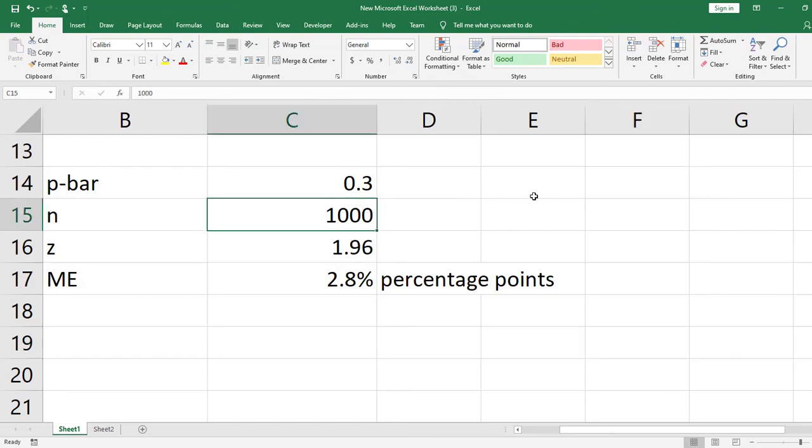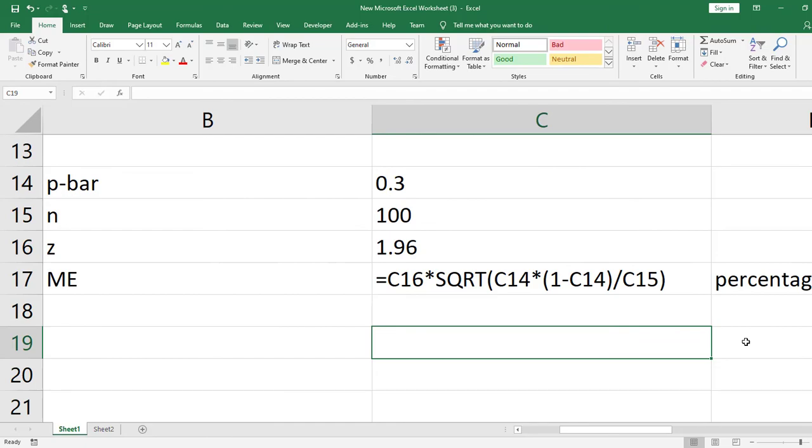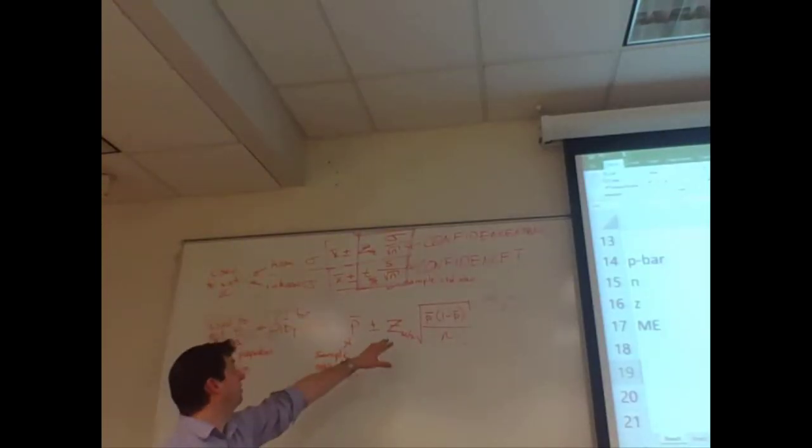And now, of course, if you want, you can see how much this changes. If I only ask 100 people, it gets a lot bigger, 9 percentage points. But you see, it's exactly the same as this right here.